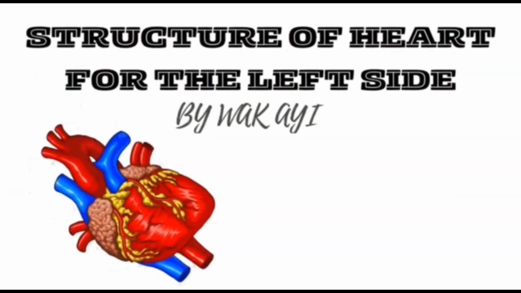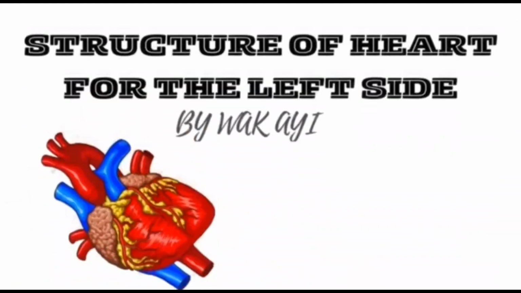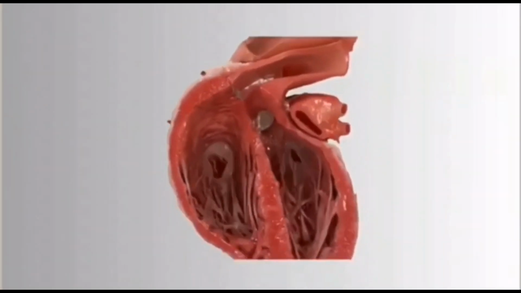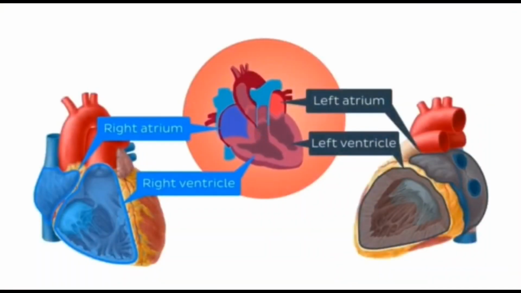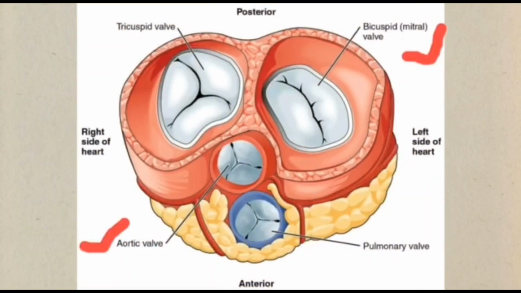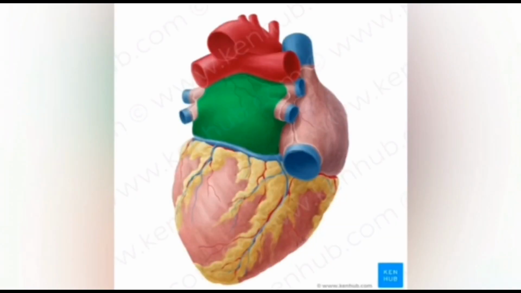Hi, I'm Wa'ai. I'm going to present about the structure of the heart for the left side. The left side of the heart consists of two chambers, the left ventricle and left atrium, along with the aortic valve and mitral valve. The left ventricle is the strongest and has an apex that points to the left. Let's continue with learning more detail about the structure of the heart for the left side.